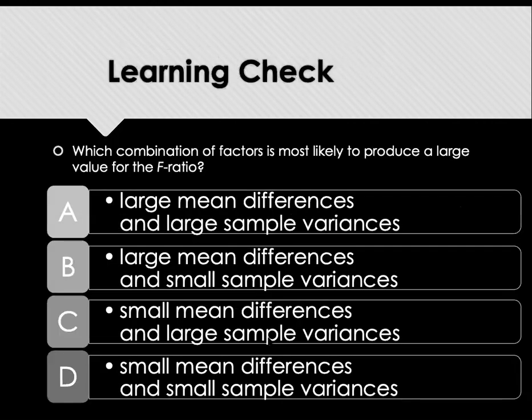Okay, some quick learning checks. Which combination of factors is most likely to produce a large value for the F ratio? When you're answering this, remind yourself what the F ratio is, and what two values are used to compute the F ratio.